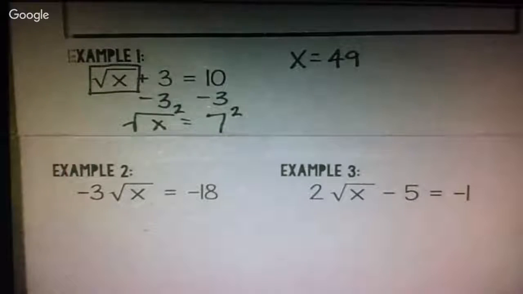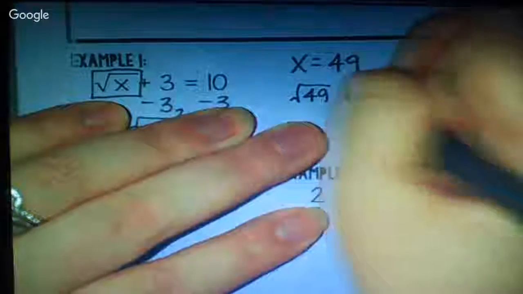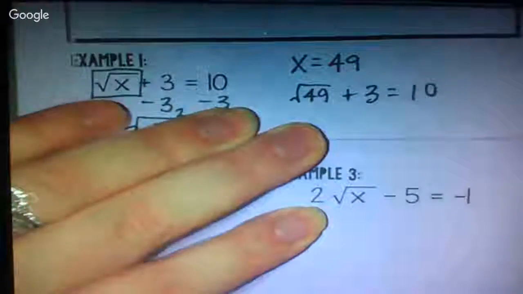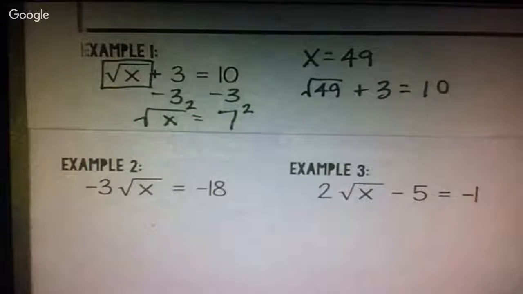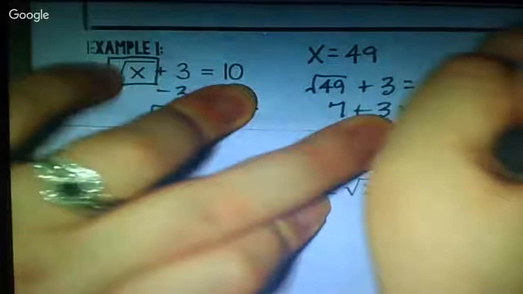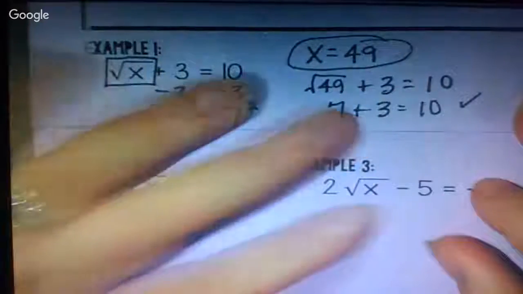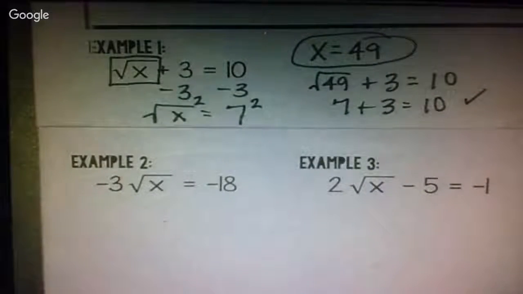All right. Your last thing though. Just like with everything, when you solve for x, you need to make sure that it works. So we're going to plug it back into the original equation and make sure it works. So we've got the square root of 49 plus 3 equals 10. What's the square root of 49? 7. And what is 7 plus 3? 10. So yes, 49 is my answer.